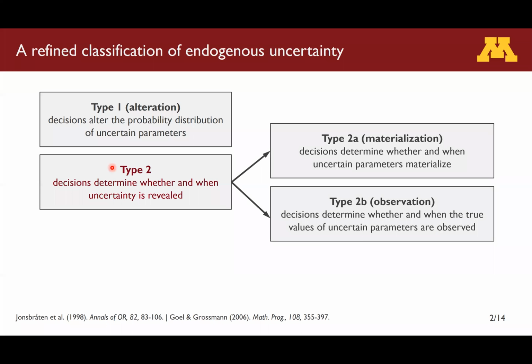Now, we would like to refine the classification of type 2 endogenous uncertainty a little by defining what we call type 2A and type 2B. In type 2A, decisions determine whether and when uncertain parameters materialize, which means that they actually become physically meaningful. In type 2B, decisions determine whether and when the true values of uncertain parameters are observed. Most existing works don't make this distinction because they assume that if an uncertain parameter is materialized, it will also be observed, but that's not always true.